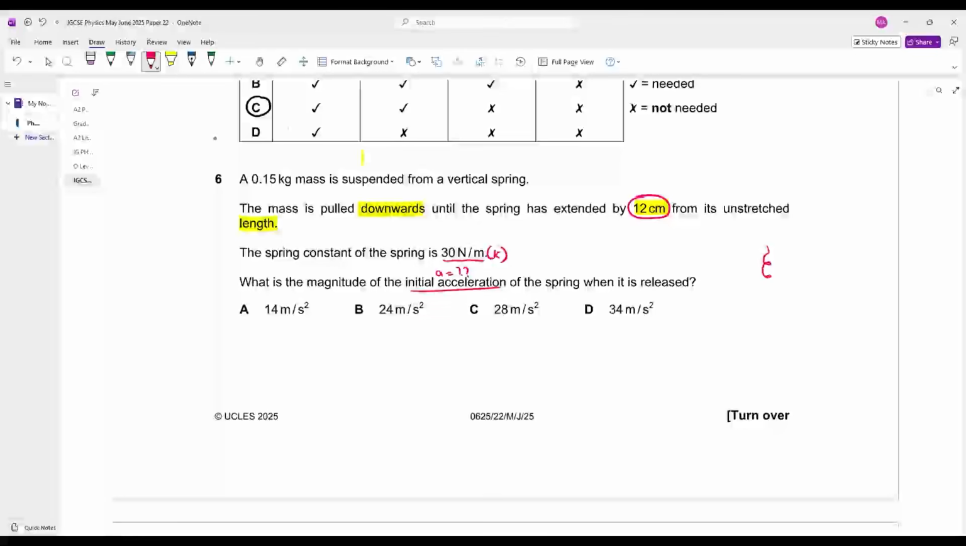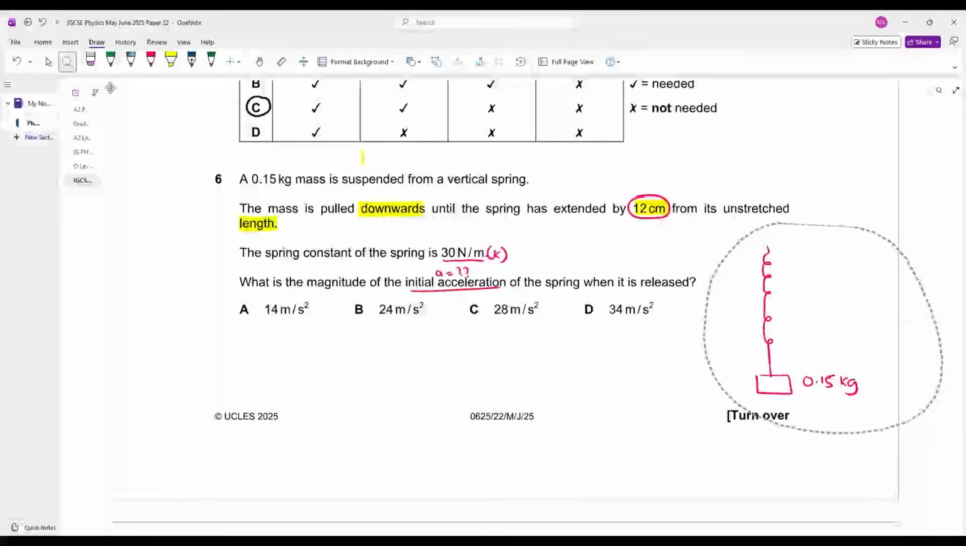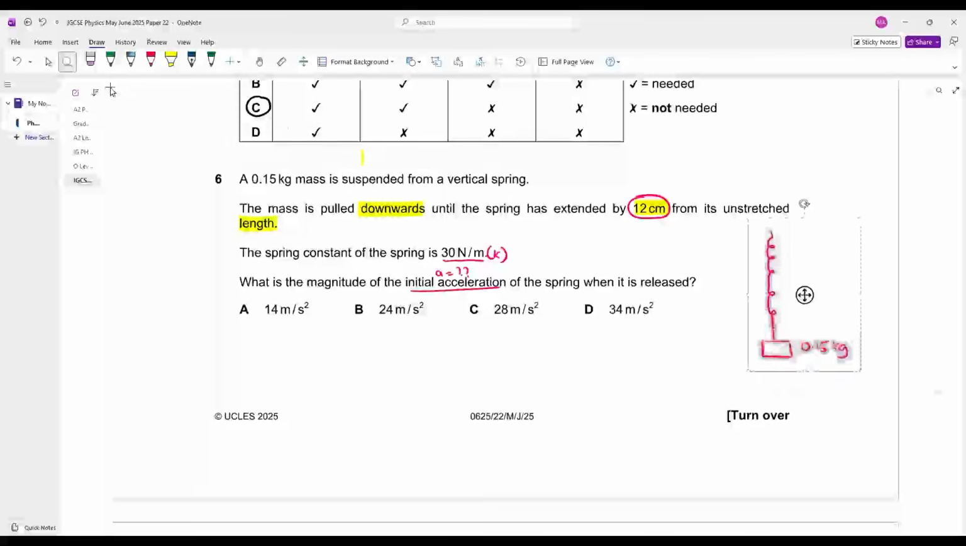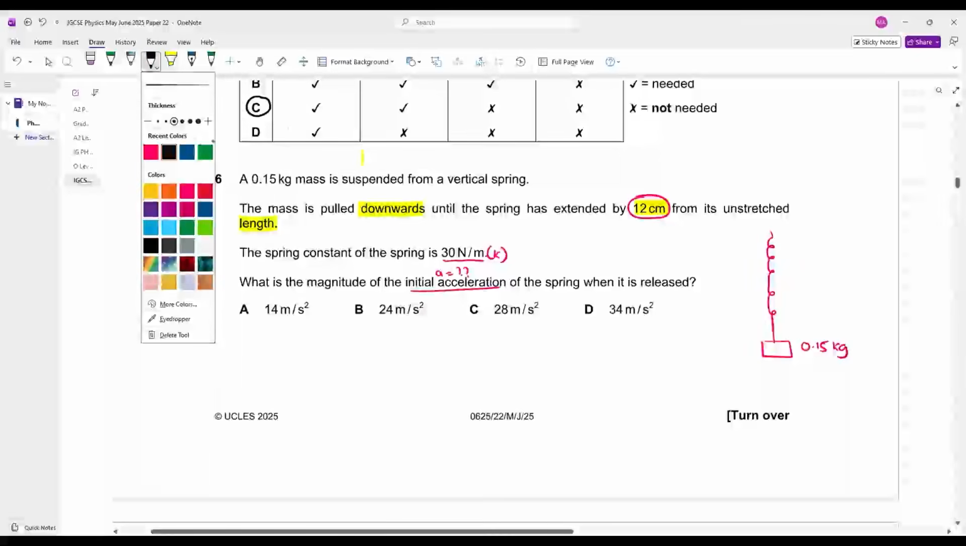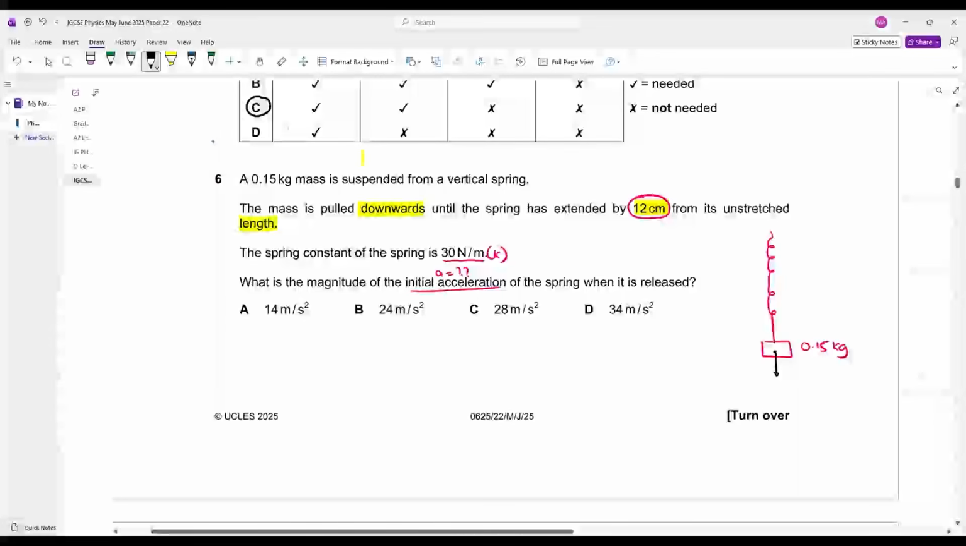So let's say this is your spring. Let's make the diagram. You have attached a mass to it. Let's say this mass is of 0.15 kg. What will be the weight of this mass? बेटा, इस mass का weight क्या होगा? Acting downward, that is mg, that is 0.15 into gravitational field strength, that is 9.8.